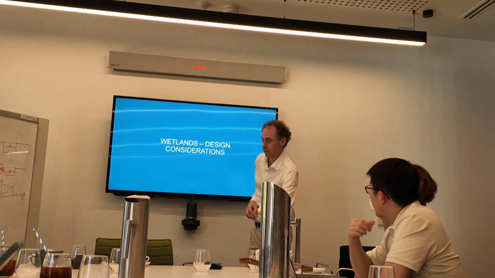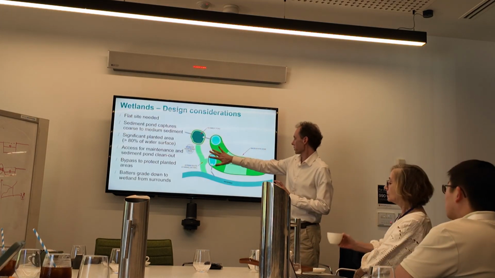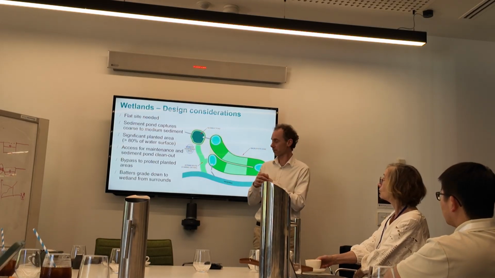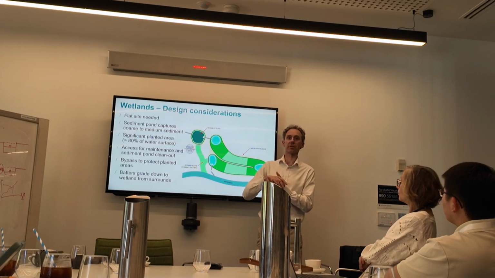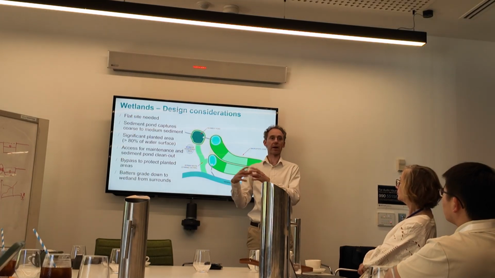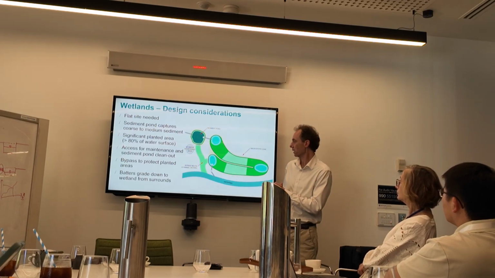Okay. So let's talk about some design considerations. Obviously, first thing to note, wetlands take up lots of space. In Melbourne, we design them to be about 3% of their catchment area. So if you've got 100 hectares, you'll need about 3 hectares of wetland. That's kind of a rough rule of thumb.